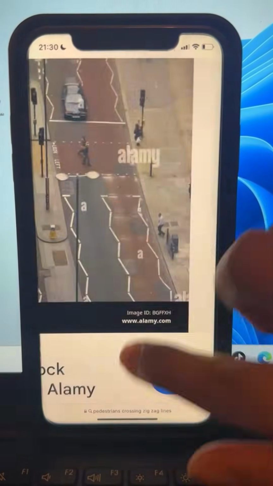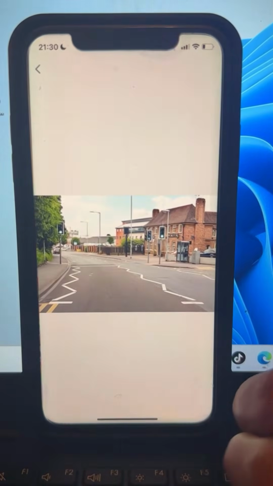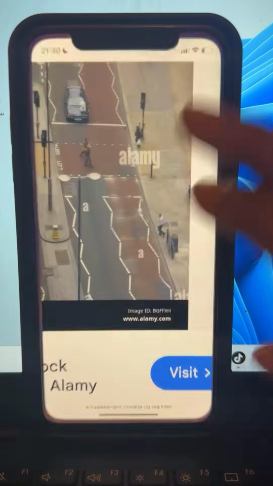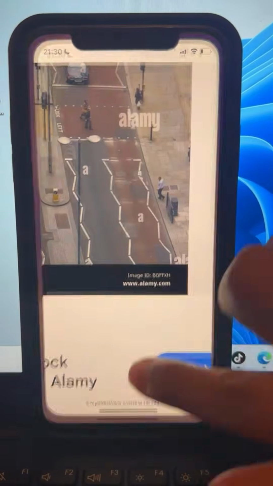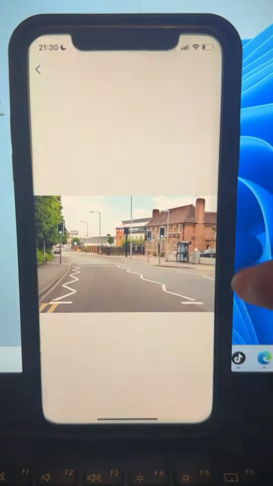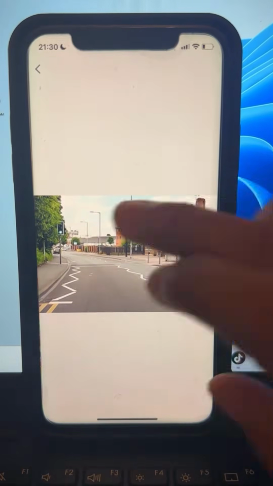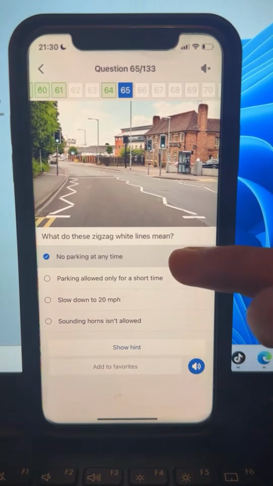You'll find them nearby a pedestrian crossing. Can you see, the picture should be like that. Anyway, this is what you can see as a driver. So these zigzag lines mean don't park your car there at any time.